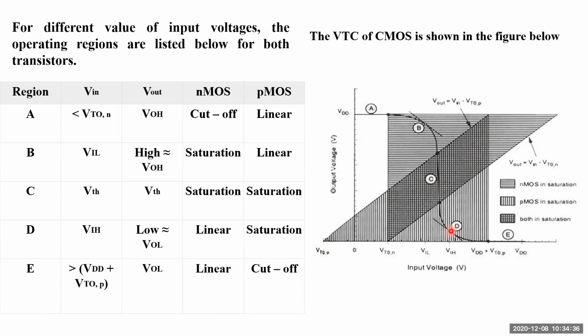And coming to the D region, what happens in the D region? Your PMOS will be in saturation and NMOS is in the linear region. And coming to this one here, the PMOS will be off, and the NMOS will be in the linear region. So this is the complete diagram.